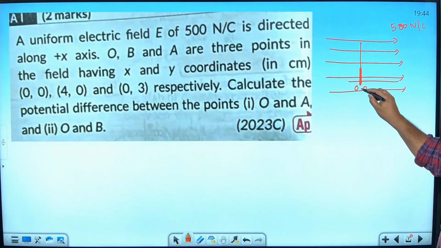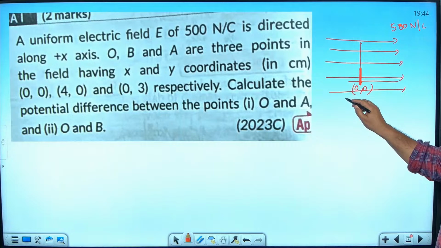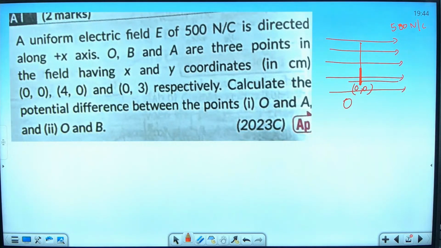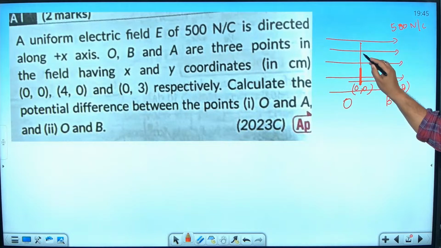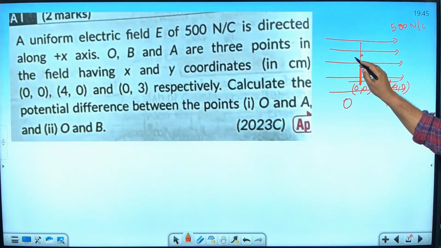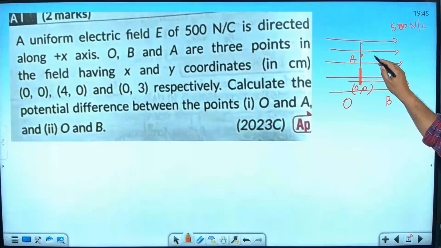This point is O. Second point is B, which is 4 comma 0, somewhere here, right? 4 comma 0. This is point B. And third point is A. This point is 0 comma 3.